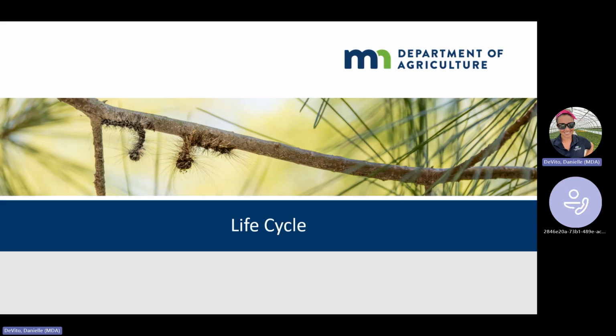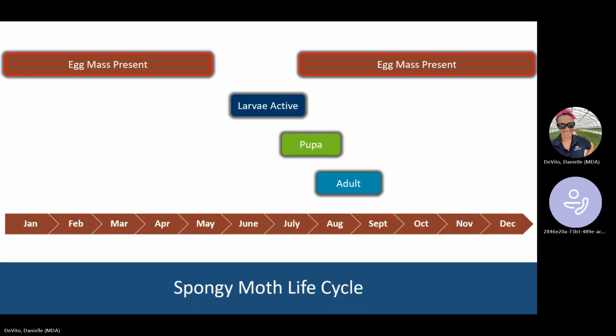Next, let's discuss the spongy moth life cycle. There are 4 stages to the life cycle. Egg masses are the single life stage most likely to be encountered, as the spongy moth egg mass is present for most of the year. However, the caterpillar or the larva stage is the most damaging.